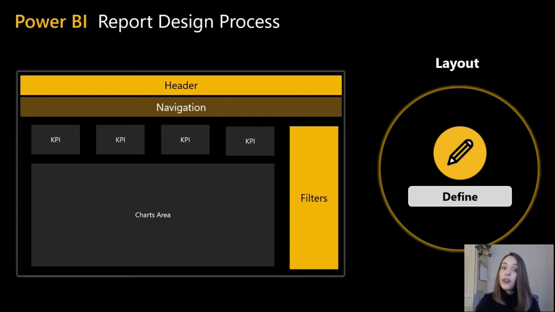If the information architecture was about how you will organize your information with different pages, with different views, the layout stage goes one step further. Here you will define how each one of the pages we defined earlier will look. Where is the header going to be? Are we adding a navigation pane too? Are we using the filter pane, the standard one, or are we going to add a custom filter pane, for example?